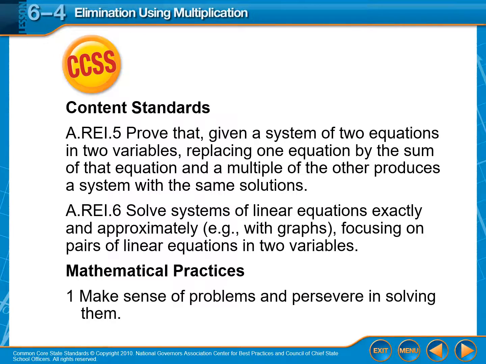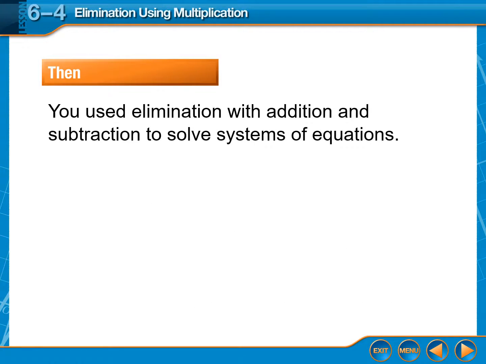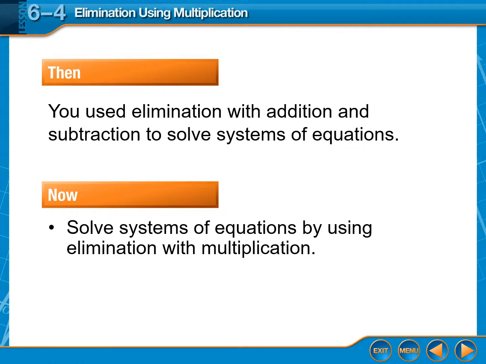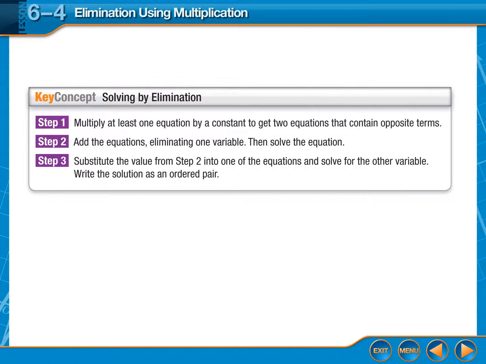All right, so our standards, we're covering REI 5 and 6, solving system of equations approximately and exactly. So before we used elimination, and with addition and subtraction we solved a system of equations for x and y. Now what we're going to do is solve a system of equations by using elimination with multiplication first. And we'll also look at a couple of word problems.